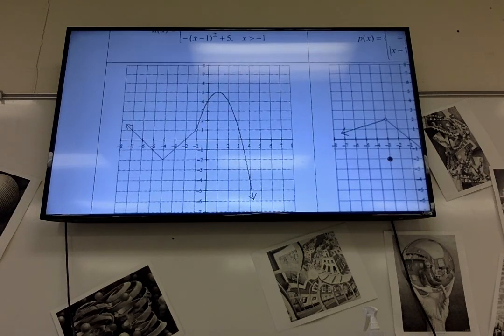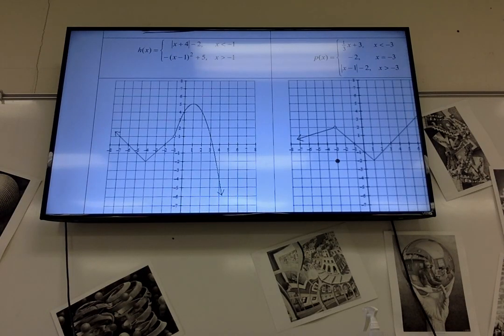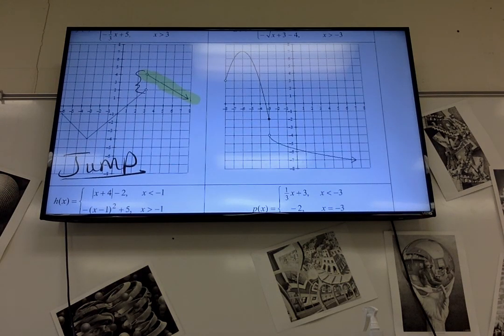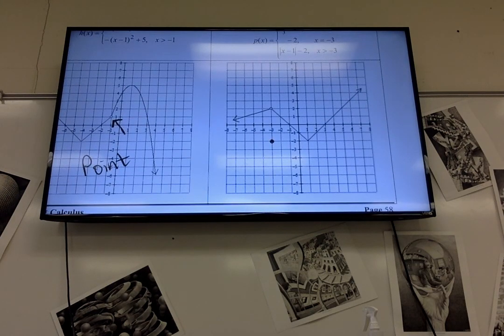Okay, what about the one below it? Point. Right here, they connect, but it's an open circle. So that makes it a point discontinuity. Okay. This isn't too bad, right? What about this one? This is jump, because, again, there's that big jump between those two. Whether they're open or closed circles, they're not connected. And this one? Point, because there's a point where they connect, but it's an open circle.